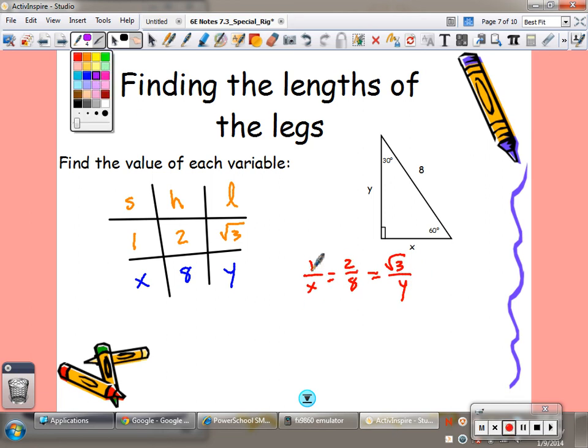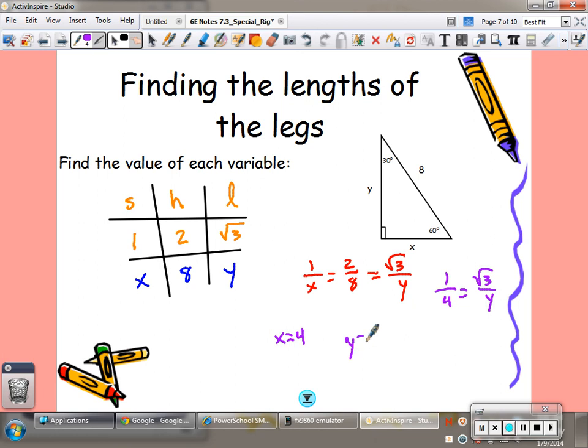Okay, 1 over x equals 2 over 8. Well, that's easy. X equals 4. Then over here, you can do 2 over 8, but I'm actually going to use 1 over 4. Now that I know this is 4, I can say 1 over 4 equals the square root of 3 over y. I do that so that I don't have to simplify later. I did my simplifying up front. Y times 1 is y. And 4 times the square root of 3 is just 4 times the square root of 3. And that's it. Easy peasy.